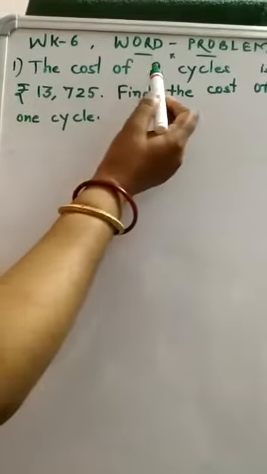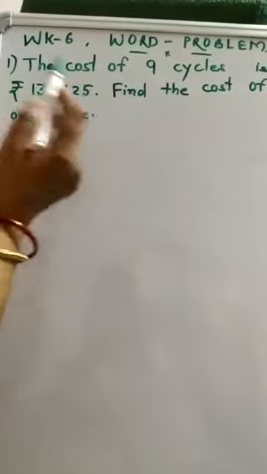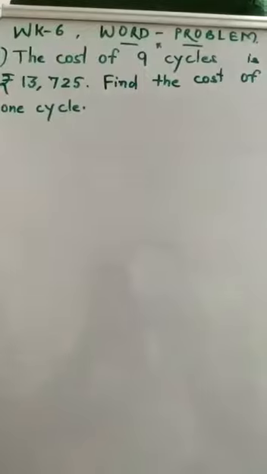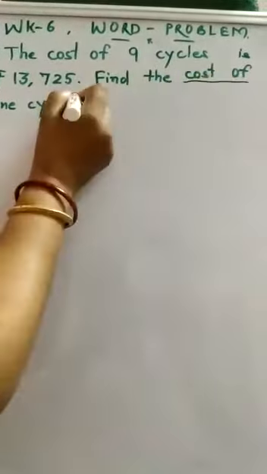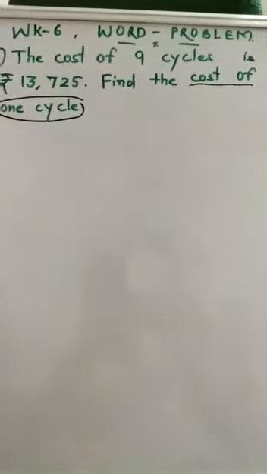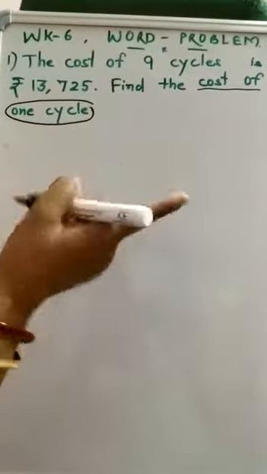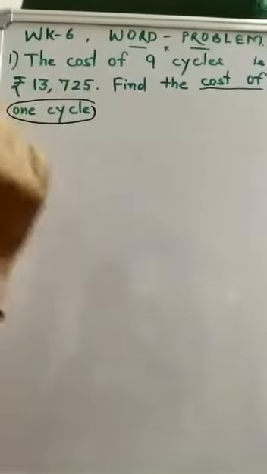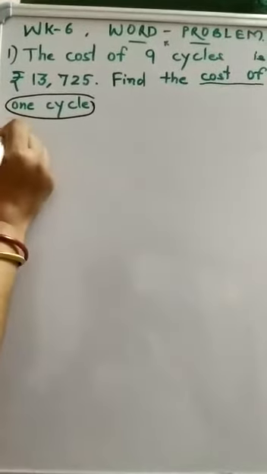The cost of 9 cycles is rupees 13,725. Find the cost of one cycle. When there is a question, the punchline is find the cost of one cycle. So whenever you have to find the cost of one cycle, or any one particle, when a lot of particles are given, at that time you have to do division. Always remember that. So how will you do the solution?